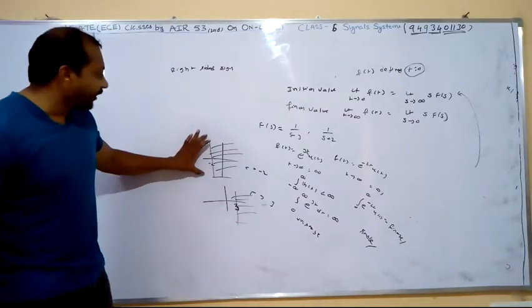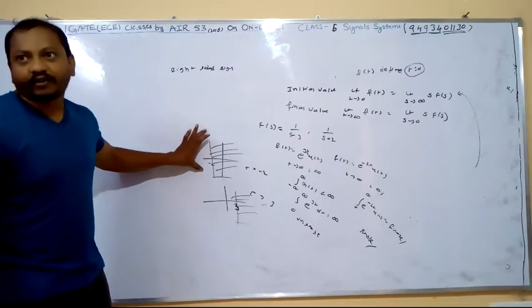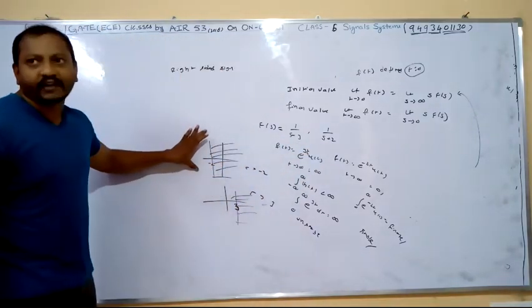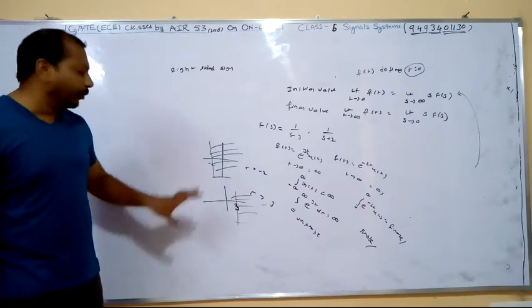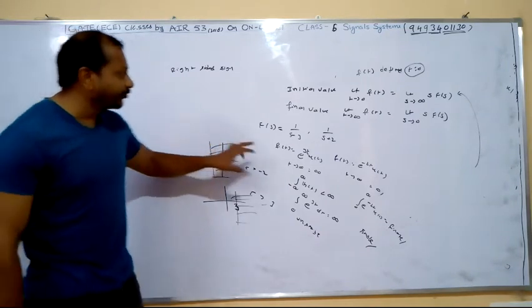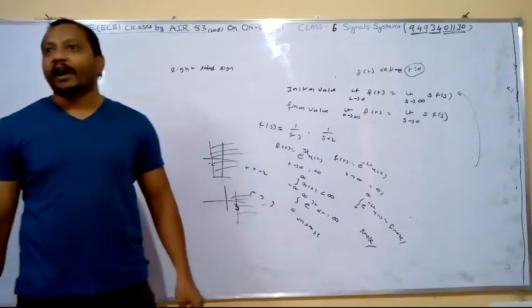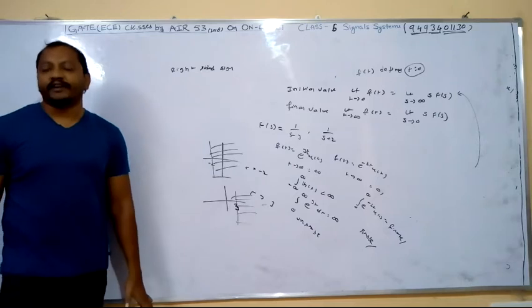If the ROC contains the j omega axis, then the corresponding system is said to be stable, because this system, 1 by s plus 2, is a stable system. Already we got that. And for a stable system, we can estimate the final value as t tends to infinity.